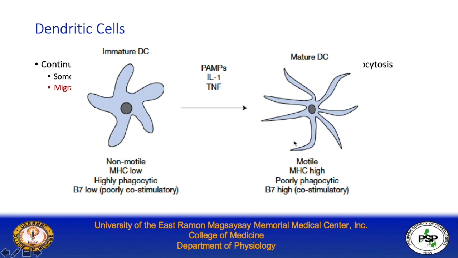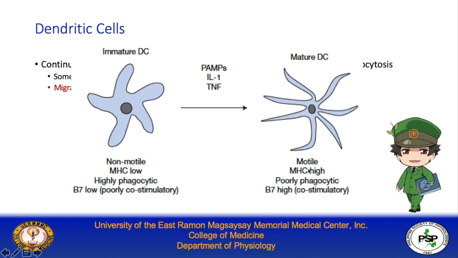Now, your mature dendritic cell is highly motile. It needs to move. Or in other words, it needs to migrate to the nearest lymph node in order to present what it has ingested to the lymphocytes. So this is a dendritic cell from Cells at Work.